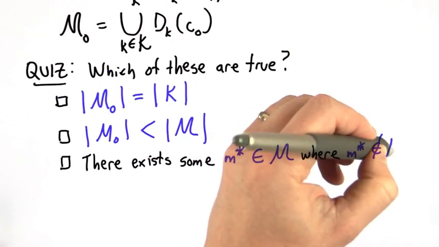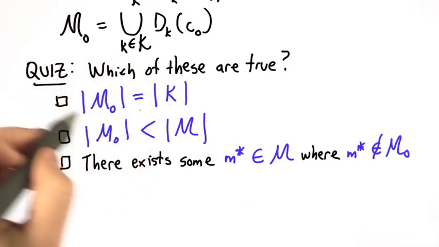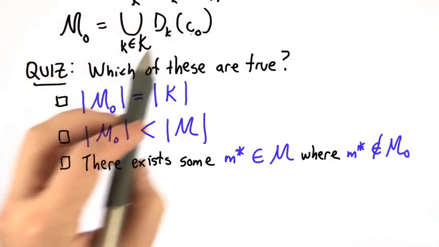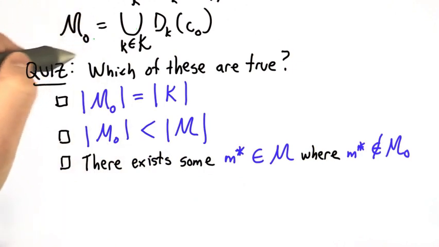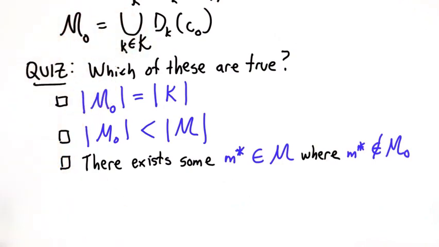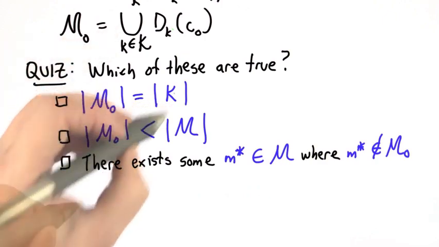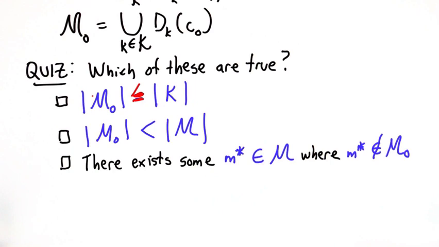So now I want you to think about which of these statements are true. Check all the statements that must be true. So this is a fairly tricky question. The first one is actually not true. The reason it's not true is there's no guarantee that the same ciphertext with different keys doesn't decrypt to the same message. So we know that the size of M0 is no bigger than the size of K, because we constructed it by unioning the decryption, which produces just one result, over all possible keys. We know that it's no bigger than the number of possible keys. We don't know that it's actually equal to that. That would require another assumption about the decryption function.